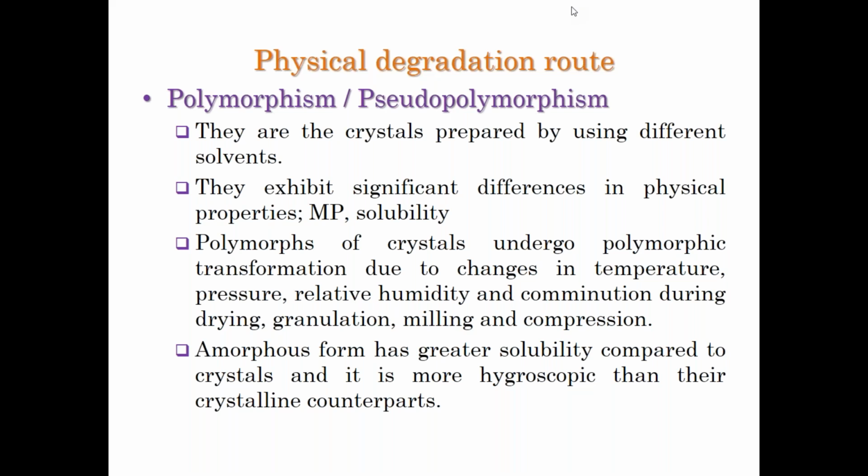So the processing factors and the environmental factors, like temperature, humidity, comminution, which is the size reduction process, granulation, milling, compression, any of these can affect that polymorphism property. Any of these processing or environmental factors should not affect the original polymorph of the drug. By chance, if it's an amorphous drug, you should take care that it does not get crystallized.